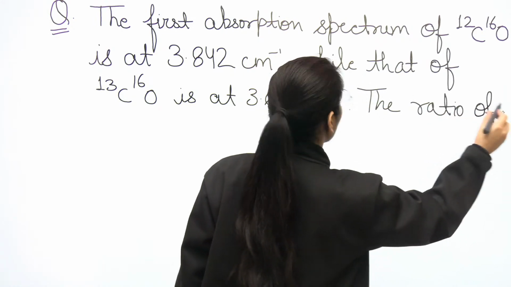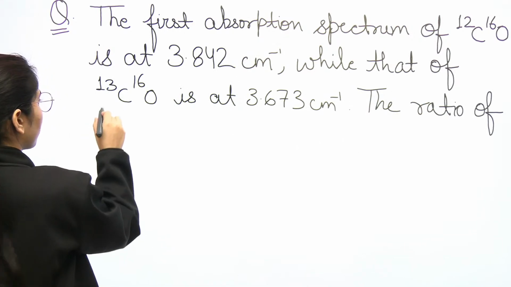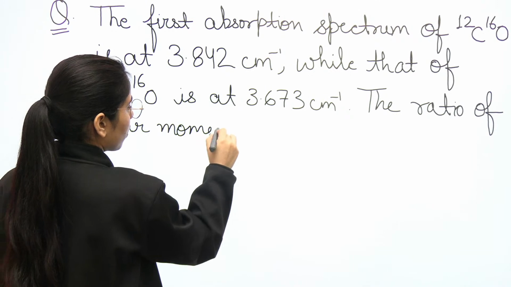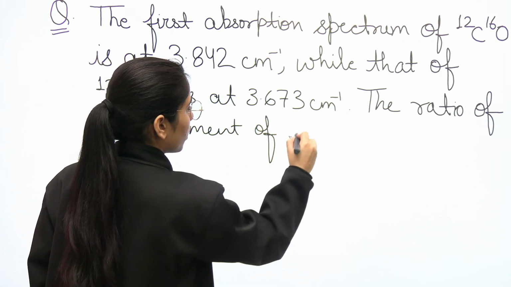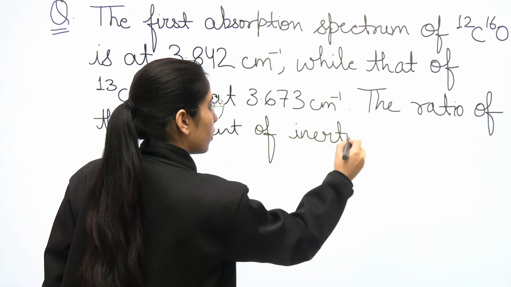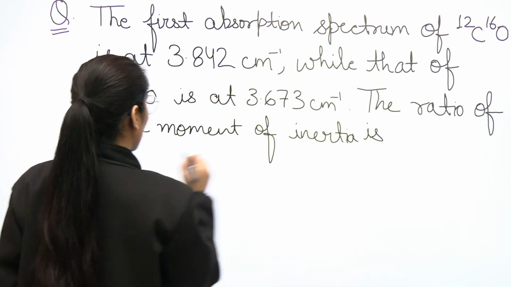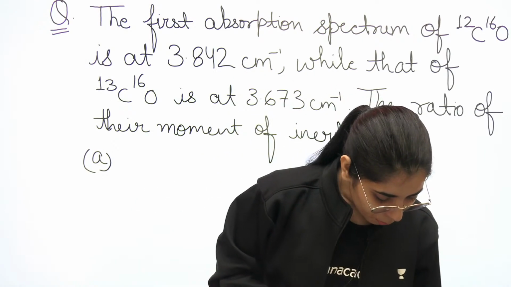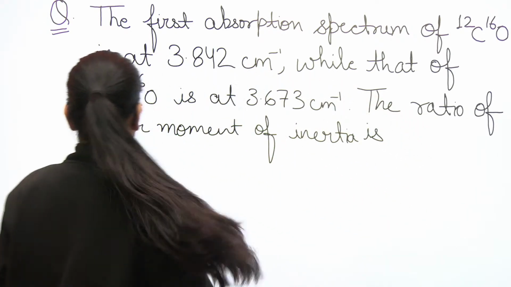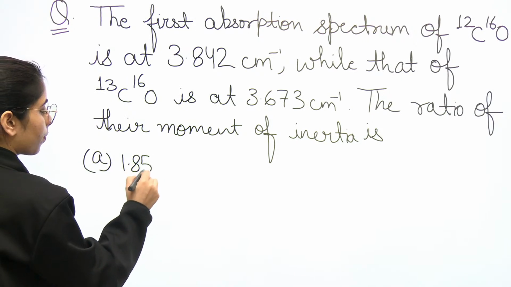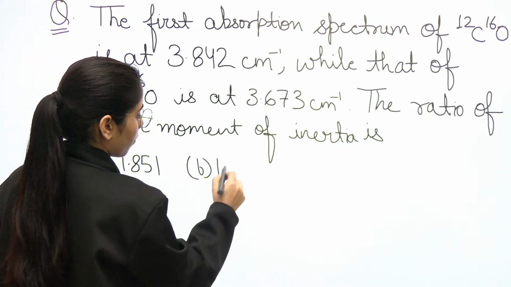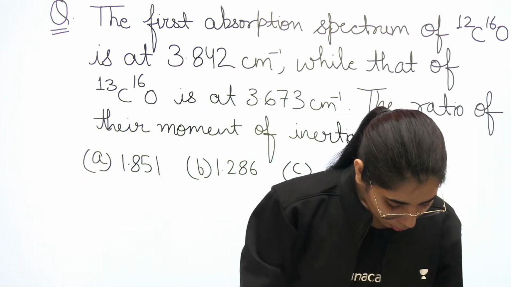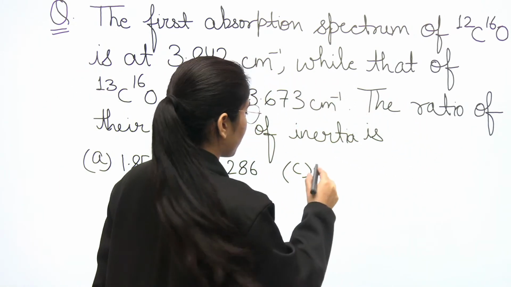the ratio of their moment of inertia is. Options are 1.851, 1.286, 1.046, 1.038.